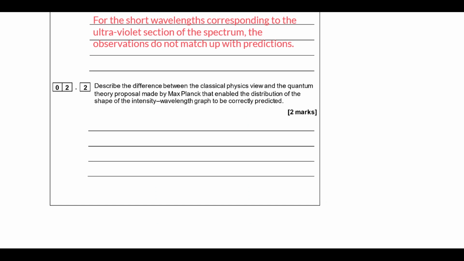So then it wants us to describe the difference between the classical physics view and the quantum theory proposal made by Max Planck that enabled the shape of the intensity-wavelength graph to be correctly predicted. So Max Planck is most famous for his work on quantum physics. Max Planck proposed the idea that energy is given off in discrete quanta of energy. So that was Planck's prediction. Classical physics at the time believed that radiation was emitted continuously. So essentially it was in the form of a wave continuously emitting energy. So those are the two differences. So let's put that down.